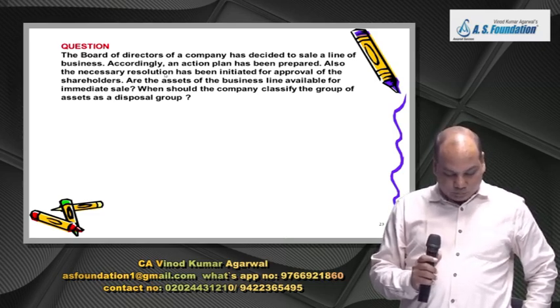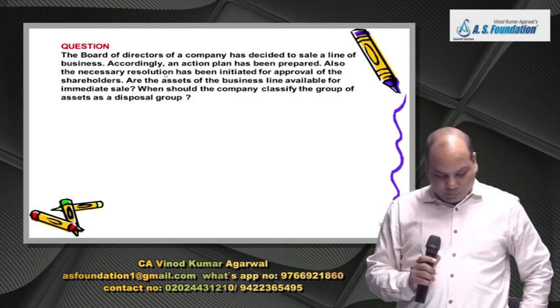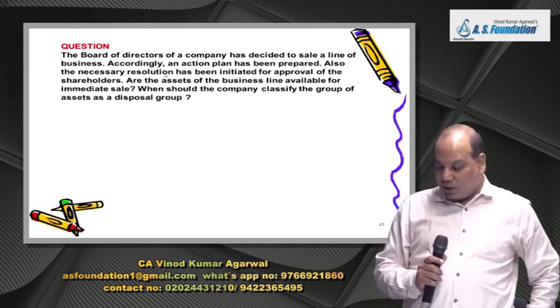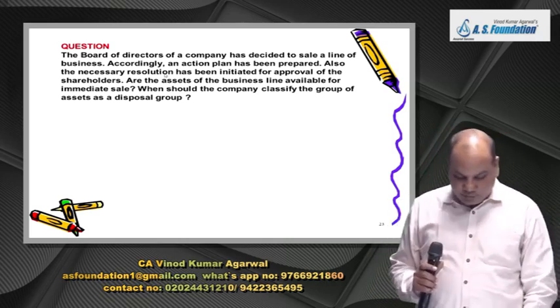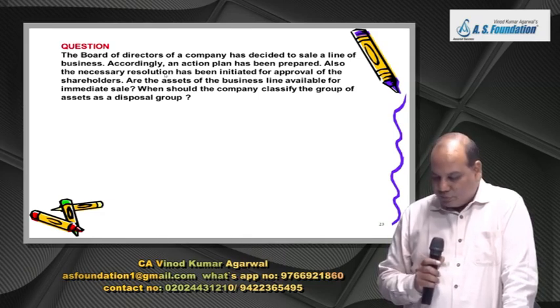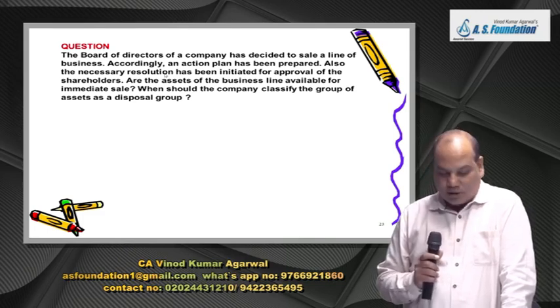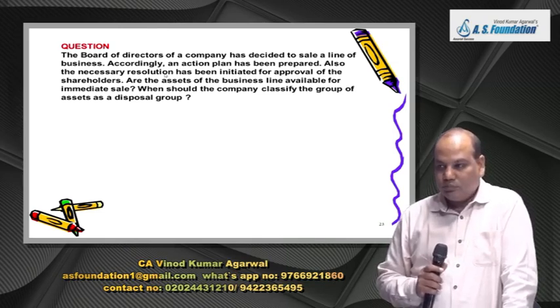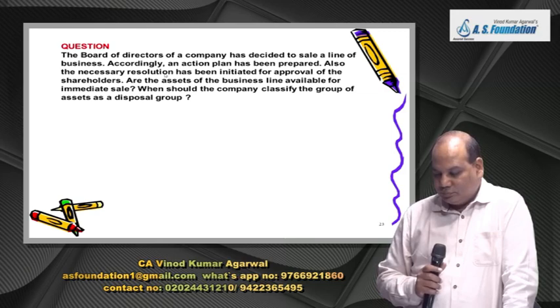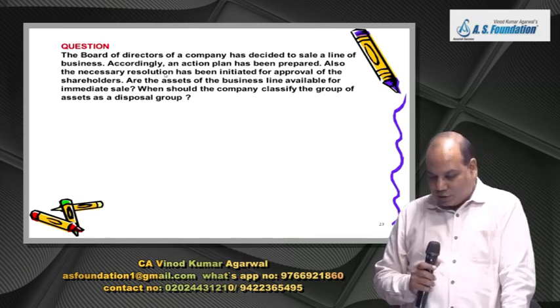Question number 2. The board of directors of a company has decided to sell a line of business. Accordingly, an action plan has been prepared. Also, the necessary resolution has been initiated for approval of the shareholder. Are the assets of the business line available for immediate sale? When should the company classify the group of assets as a disposal group?